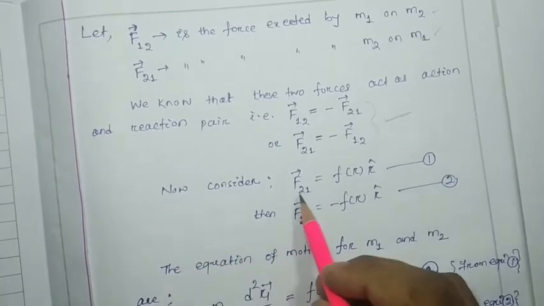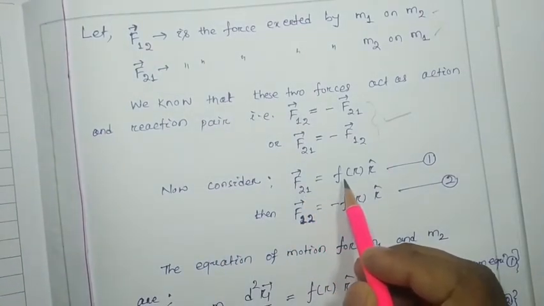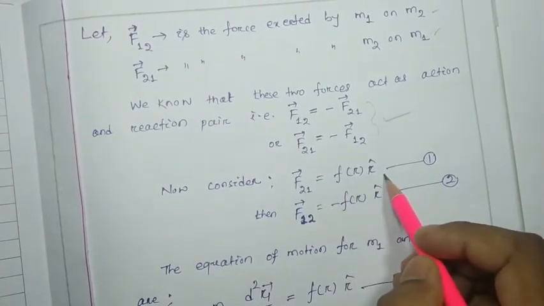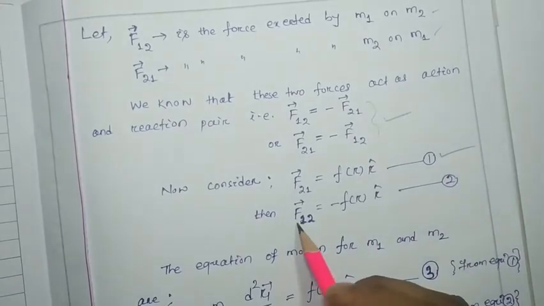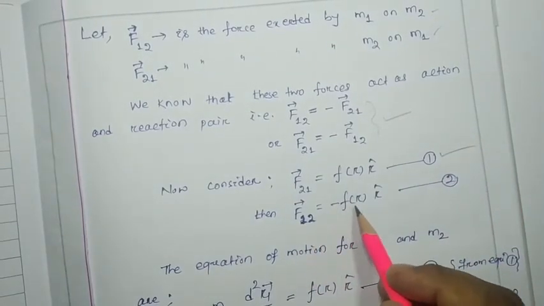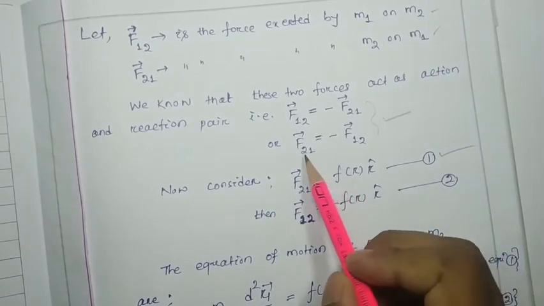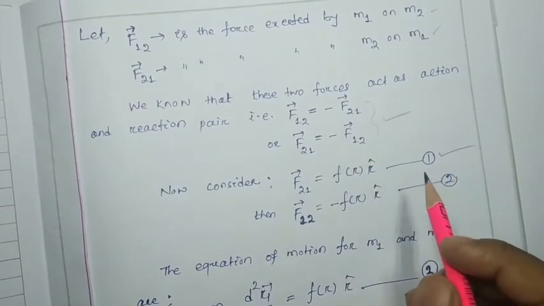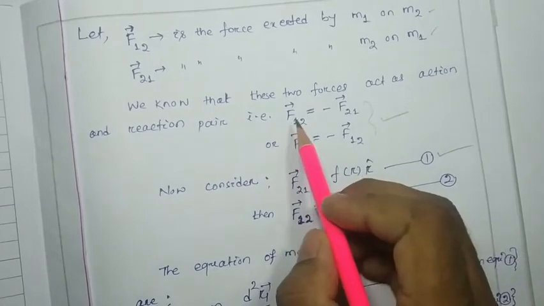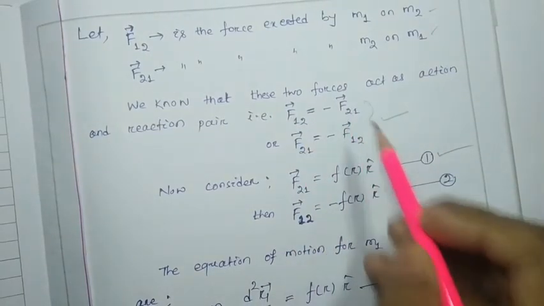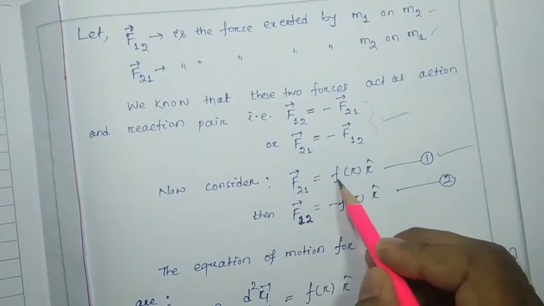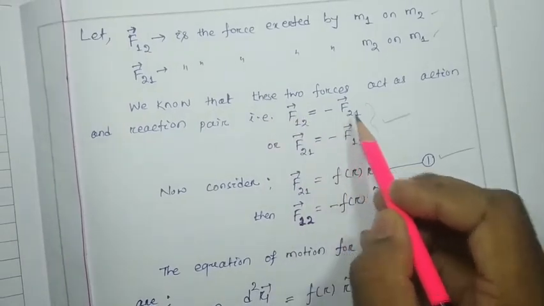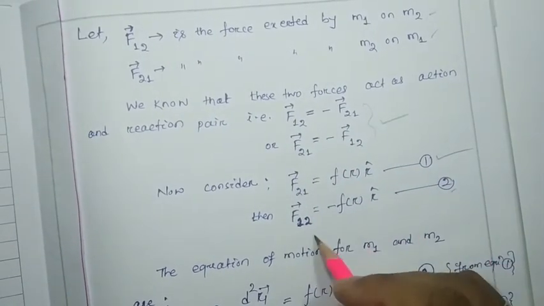Now consider F21 equal to F r cap. Suppose F21 is equal to F r cap. Let it be equation number 1. Hence F12 will be equal to minus F r cap, because F21 equals minus F12, or F12 equals minus F21. So let F21 be F of r cap, then F12 will be minus F of r cap. Let it be equation number 2.